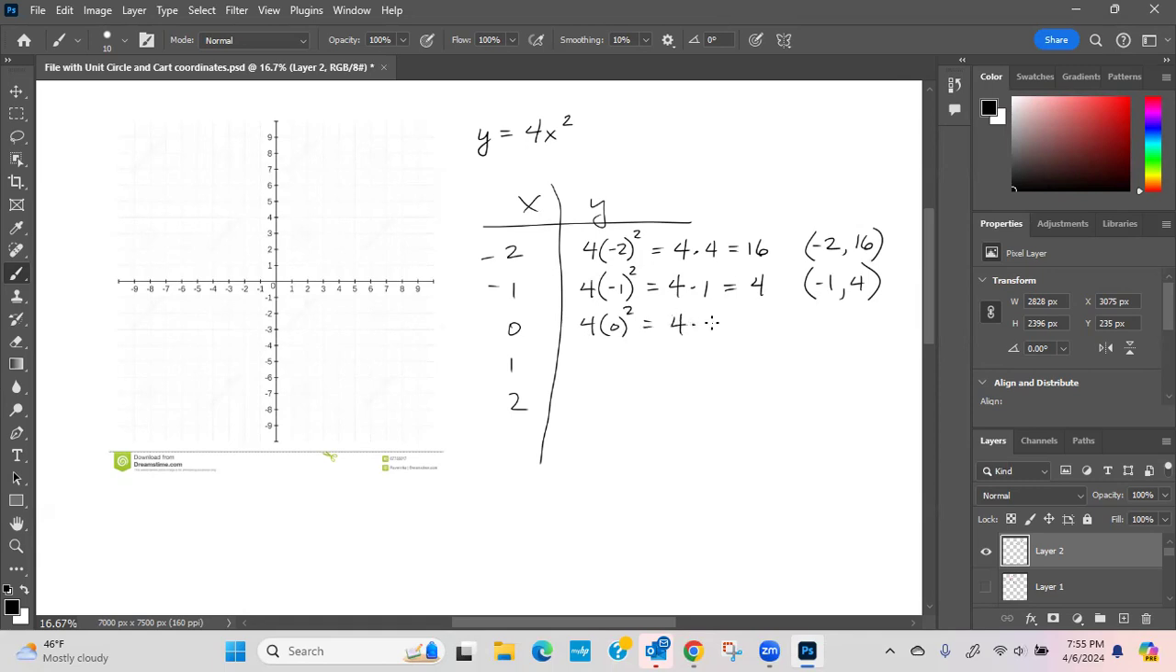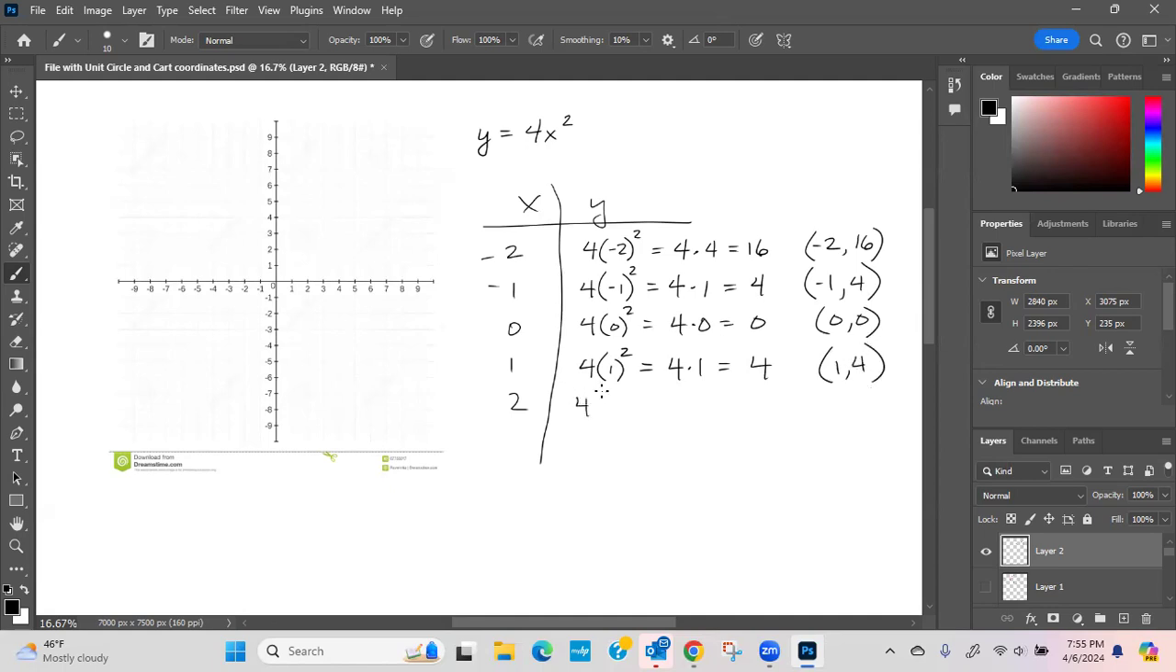4 times 0 times 0 is 0, and 4 times 0 is 0. So our point is 0, 0. Plug in the 1. We've got the 4 out front. 1 times 1 is 1, and 4 times 1 is 4. So here we've got the point 1, 4.